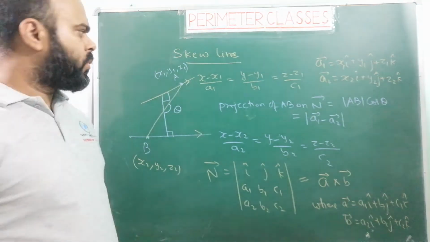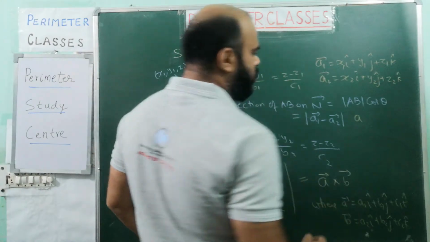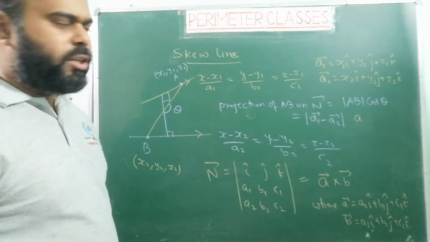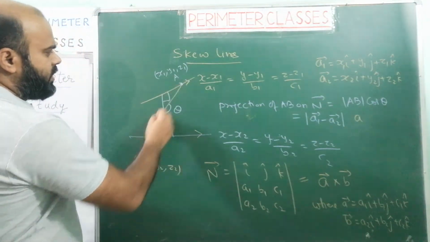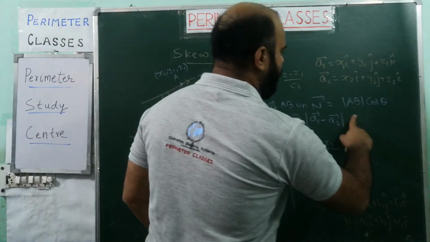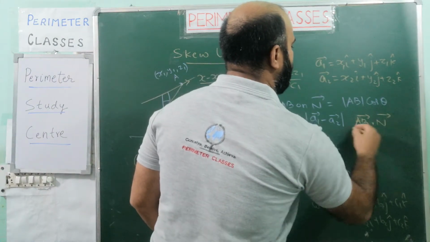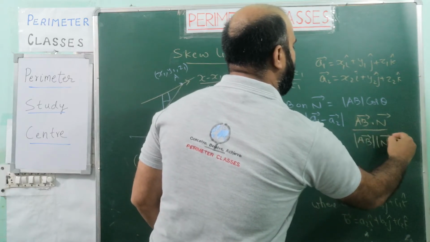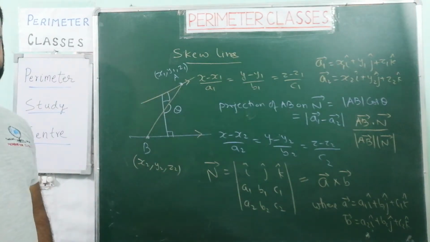Now cos theta can be written as the dot product of two vectors divided by the product of their magnitudes. One vector is the vector AB itself, and the other vector is the normal vector, divided by the magnitude of AB and the magnitude of the normal vector. So cos theta can be written like this.